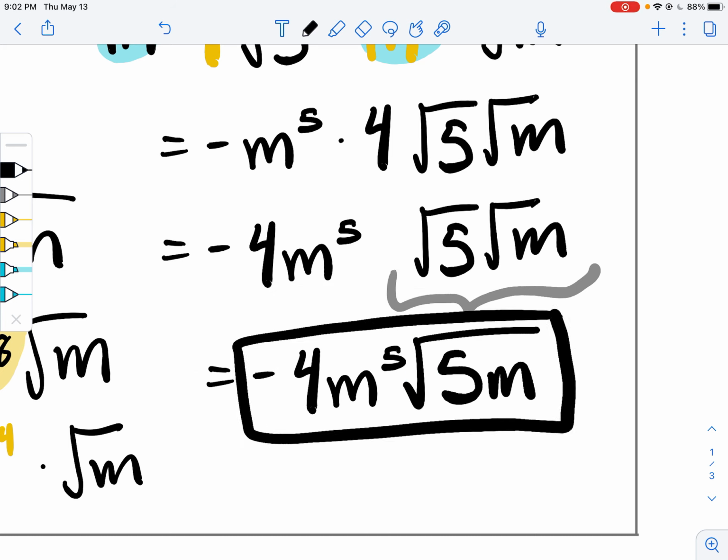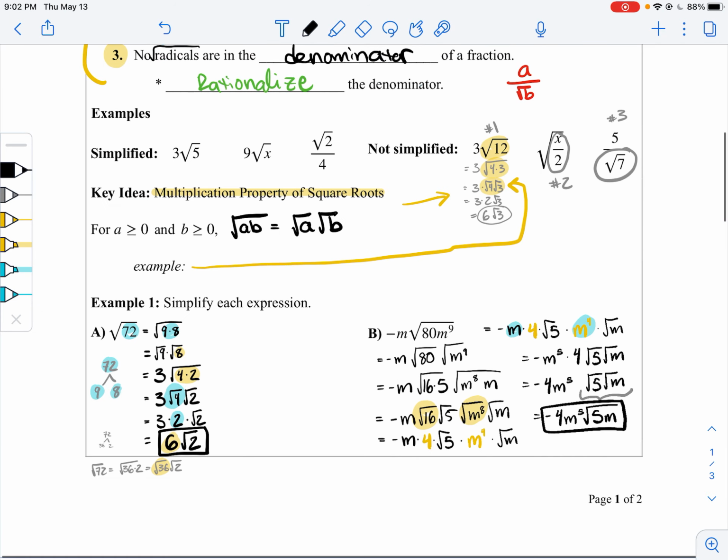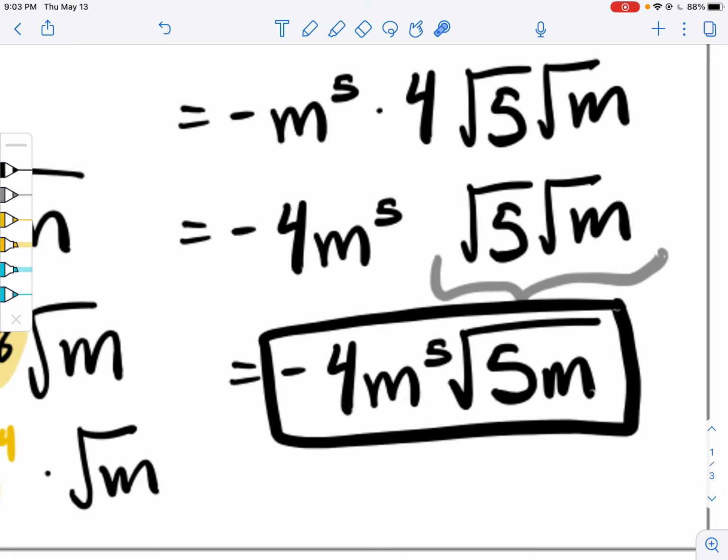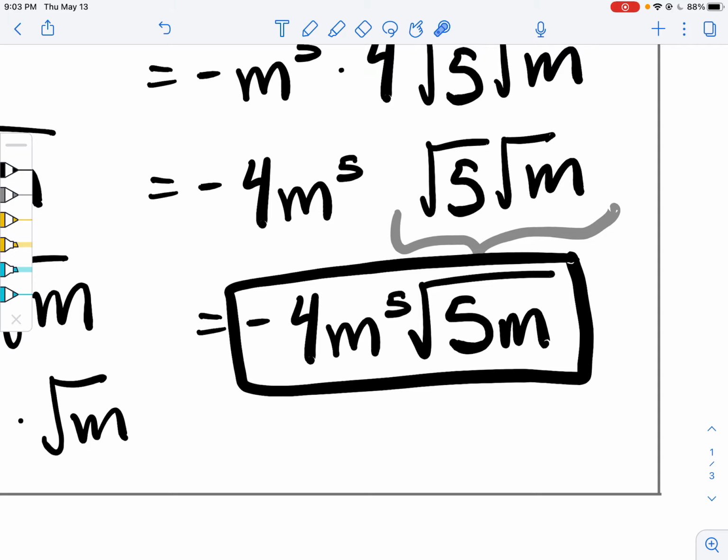How do I know that we're simplified? Well, I go through my 3 conditions. Are there any perfect squares under the radicand? Nope. Or under the radical? Nope. Do we have any fractions? Nope. Is there a radical in the denominator? Well, we don't have any fractions, so that's not going to do it.